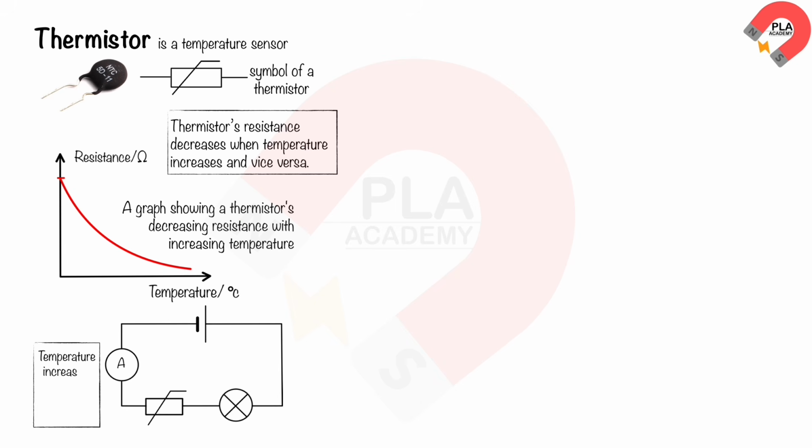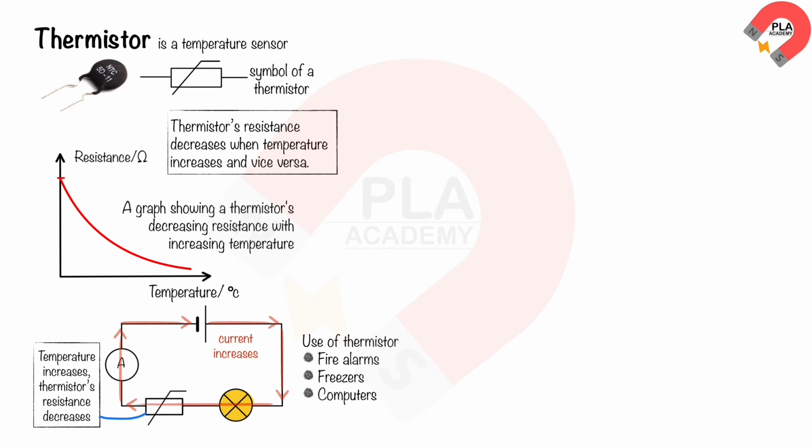In the circuit diagram, when temperature increases, the thermistor's resistance decreases, causing the current from the battery to increase. This causes a light bulb to shine brighter. Thermistors are used in temperature-sensitive circuits in devices such as fire alarms. They are also used in devices where it is important to make sure there is no change in temperature, for example, in freezers and computers.